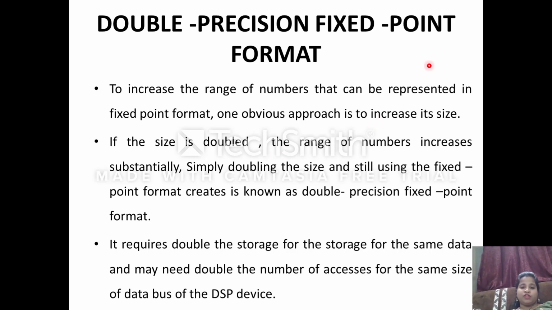Now the double precision fixed point format. In order to increase the range of numbers that can be represented in fixed point, there is one more approach, the double precision fixed point format, which increases the size. If the size is doubled, the range of numbers increases substantially, while still using a fixed point format. It is called the double precision fixed point format. It requires double the storage for the same data, and may need double the number of accesses for the same size of data bus of your DSP device.